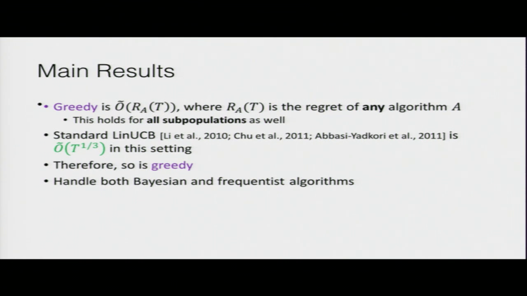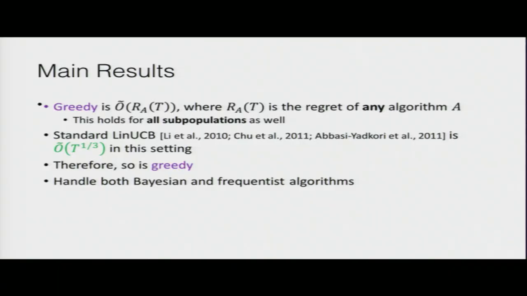The other result that we have is that the standard lin UCB algorithm in this setting actually gets t to the 1/3 regret instead of the root t that it normally has. And so therefore the greedy algorithm also achieves this same regret bound of t to the 1/3. Okay, and I mentioned that we were in a Bayesian setting. It turns out that the prior on theta, or on your hidden vectors, is actually not that important, and you don't actually need knowledge of the prior in order to get this performance. So both the Bayesian and frequentist greedy algorithms get this improved regret bound.